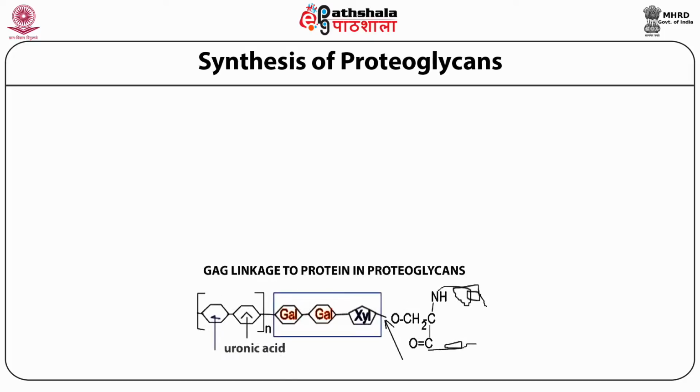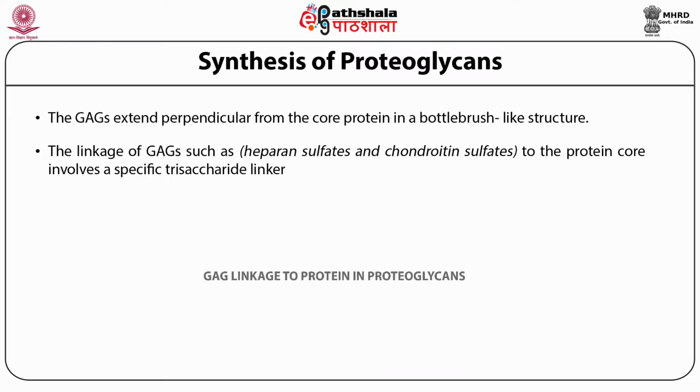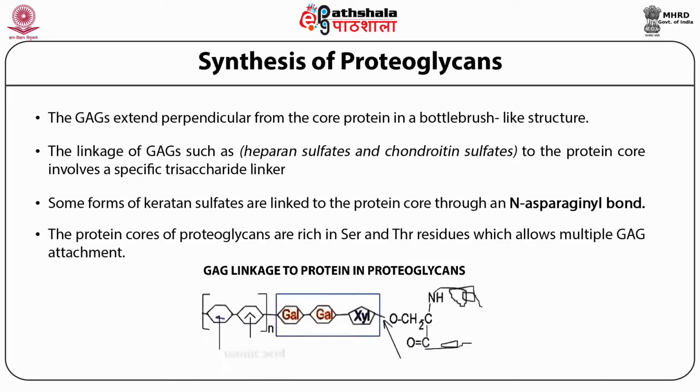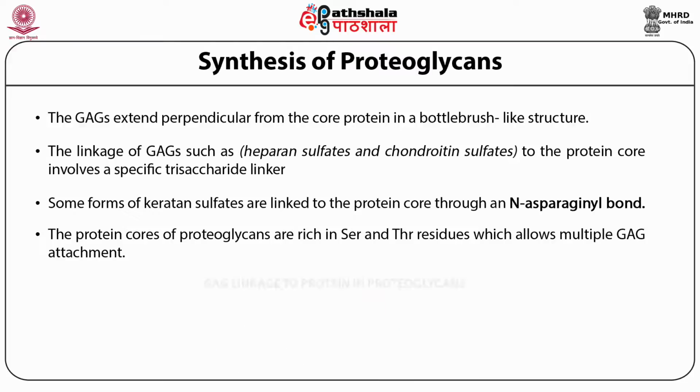Structure of proteoglycans. The carbohydrate unit is linked via amino acids to produce proteoglycans. Some forms, such as keratan sulfates, are linked to the protein core through an N-asparagine bond. Others form through threonine or serine residues, which allow multiple GAG attachments.